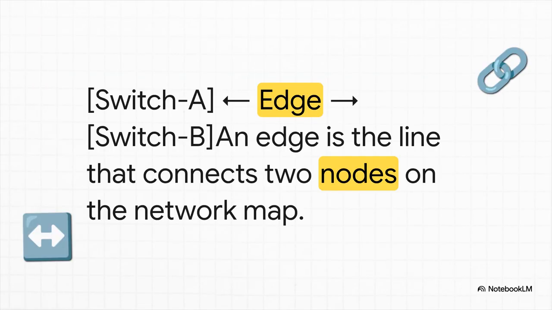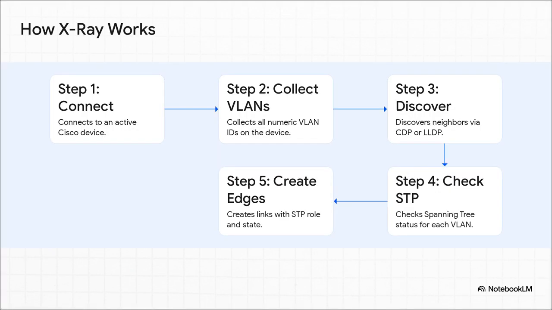So there you have it. You've got switch A and switch B. Those are our nodes. And they're connected by an edge. That's the basic language these visualizations speak. Simple, right? So how does this X-ray tool actually work its magic?